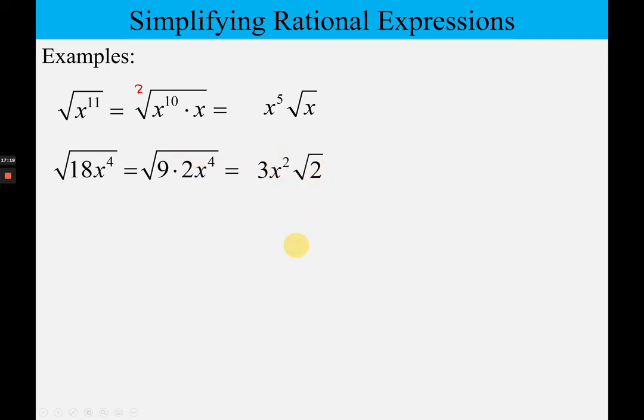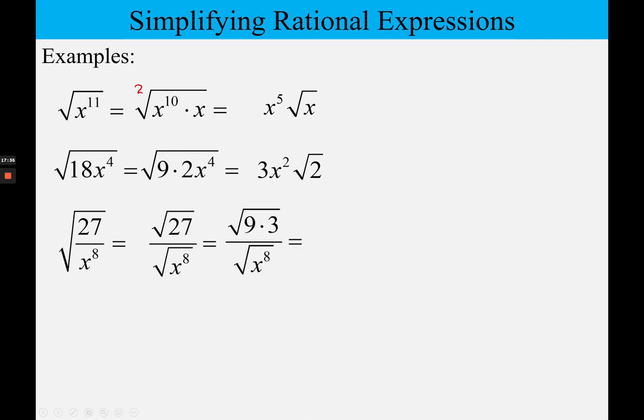That's it. Next, by the quotient rule, we will separate, and then 27 is not a perfect square, but we can factor it into 9 times 3. x to the 8 does simplify, 8 over 2 is 4. Square root of 9 is 3. Square root of 3 is not possible to simplify. Square root of x to the power of 8 is x to the 4. So that's your answer.